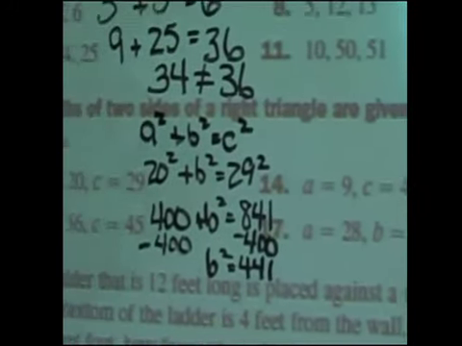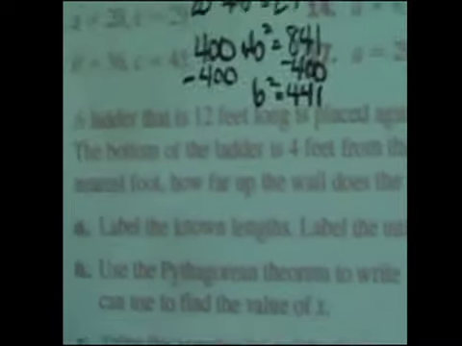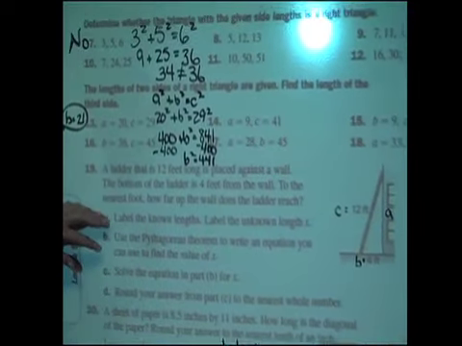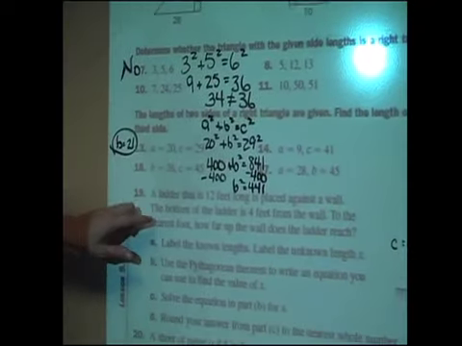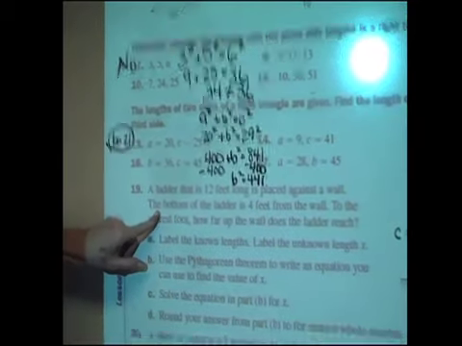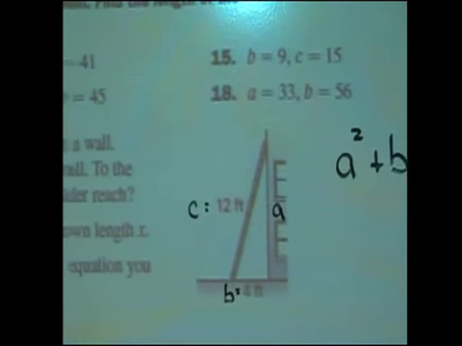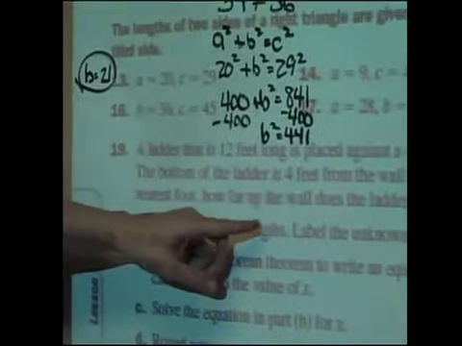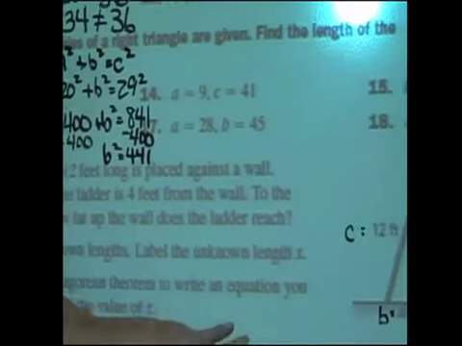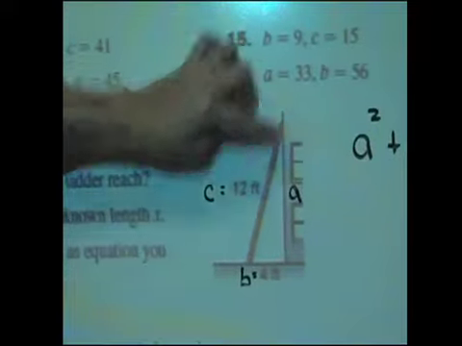Number 19, story problem. Most of the time when they give you this, you will see it's either a tree or a building with a ladder, which is displayed in this question. A ladder that is 12 feet long is placed against the wall. You see the picture here. The bottom of the ladder is 4 feet from the wall, which you see right there. How far up the wall does the ladder reach? So we have to figure out how far up here it's going to reach.